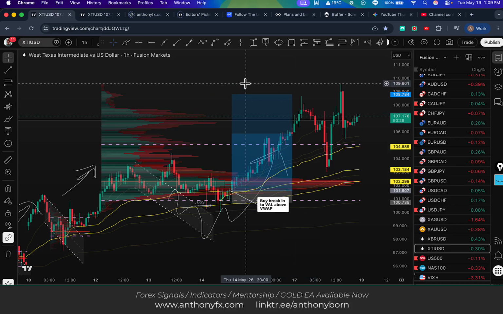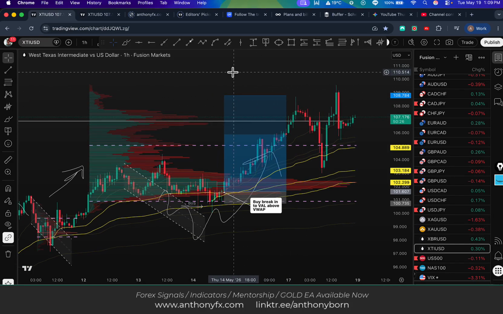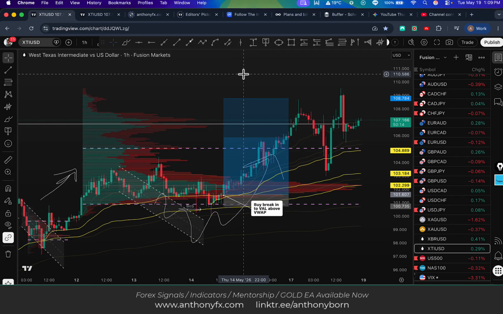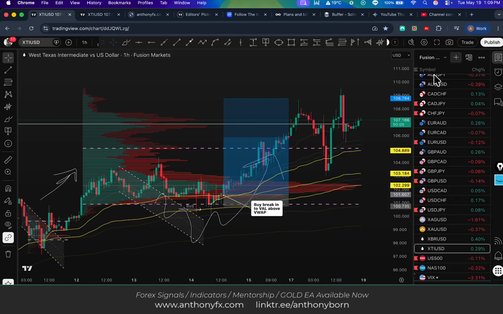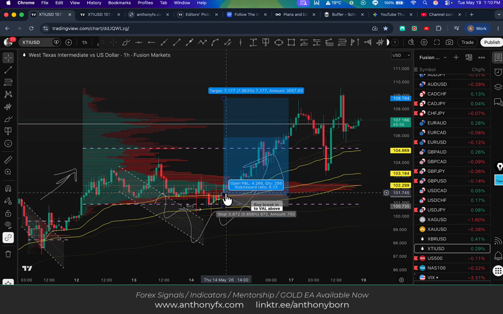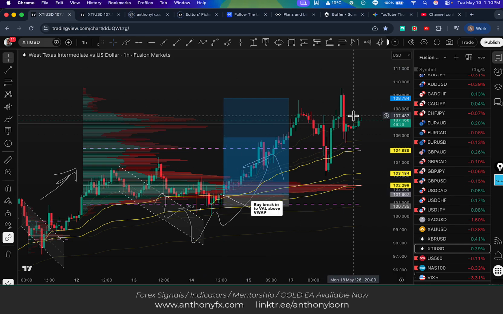Alrighty, so this was the last XTI, WTI, if you like, trade idea that I posted in video format, and you'll see that here. This was the idea, looking for the pullback and break of structure. So what I want to do with this video is just show you how to take this trade and where to next. We'll have a look at another trade idea.